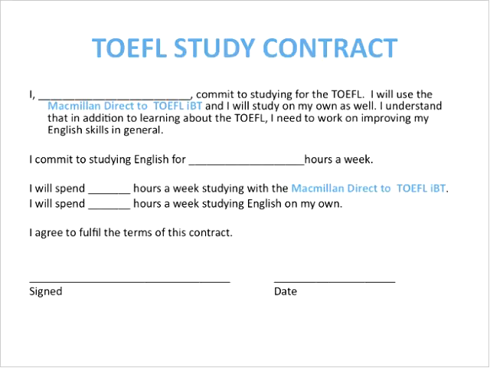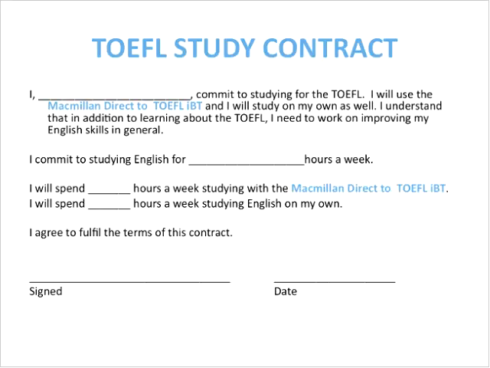So we've devised this contract that says, I, student name, commit to studying for the TOEFL. I will use the Macmillan Directed TOEFL IBT and I will study on my own as well. I understand that in addition to learning about the TOEFL, I need to work on improving my English skills in general. I commit to studying English for blank hours a week. It does matter how many hours they put in, but whatever number of hours they put in, they have to actually do that, or they'll be in default of their contract.